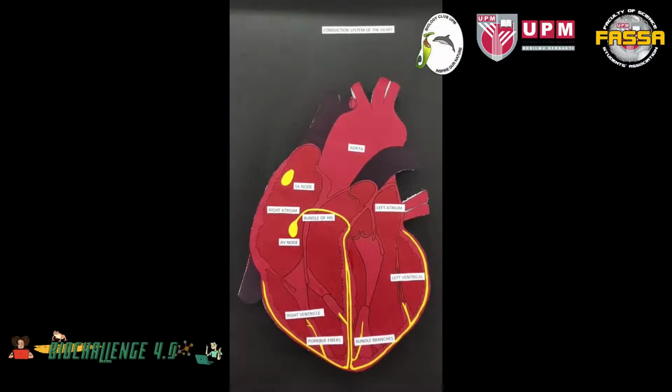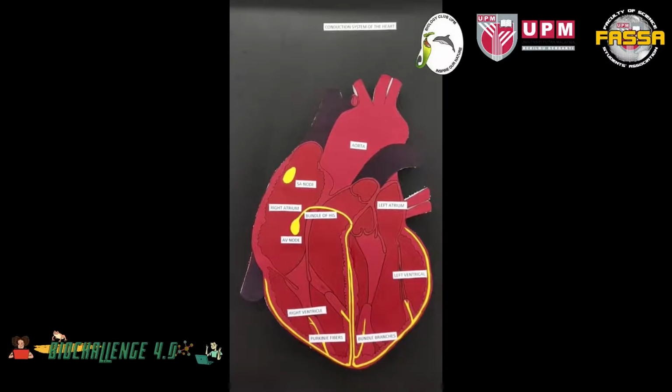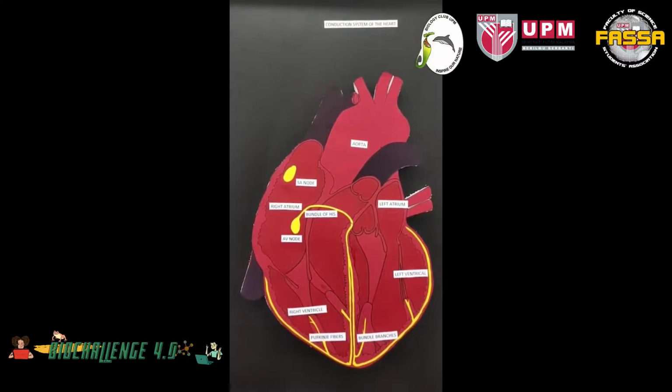Normally, at rest, as the electrical impulse moves through, the heart contracts about 60 to 100 times a minute, depending on a person's age. Each contraction of the ventricles will represent one heartbeat. The atria contract a fraction of a second before the ventricles, so their blood empties into the ventricles before the ventricles contract.